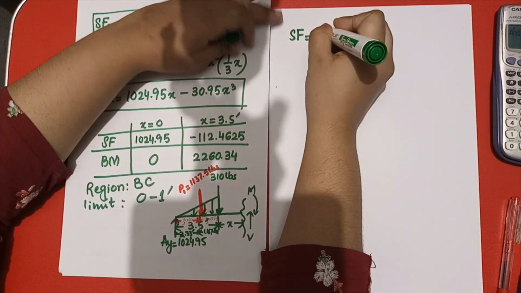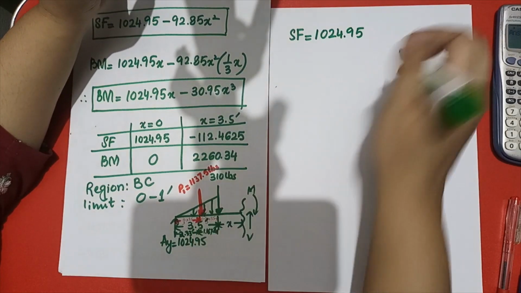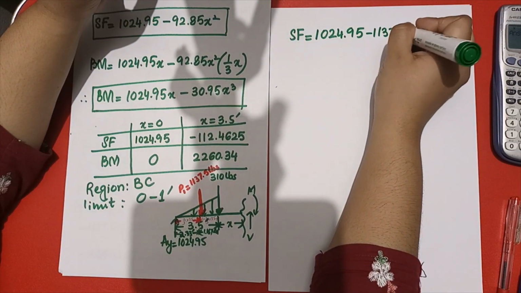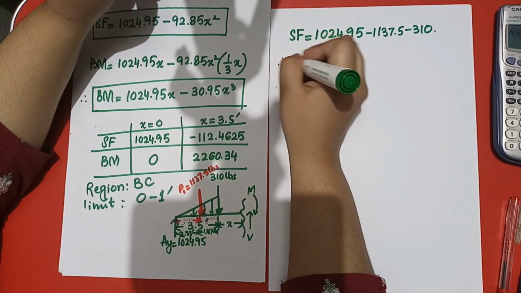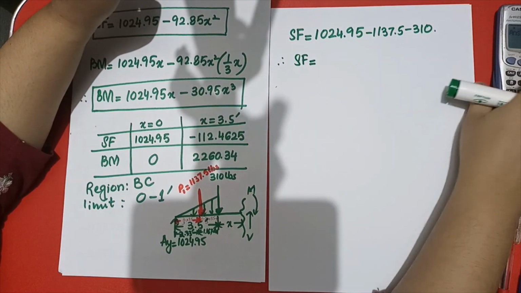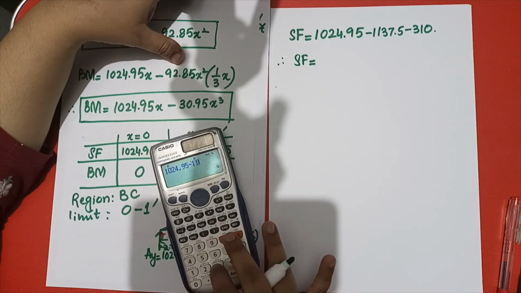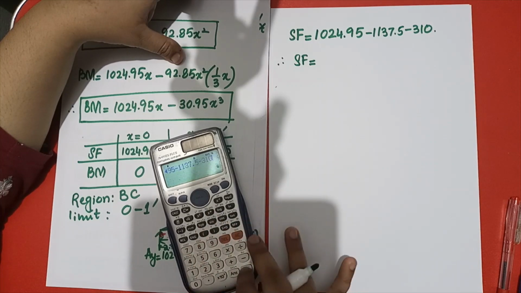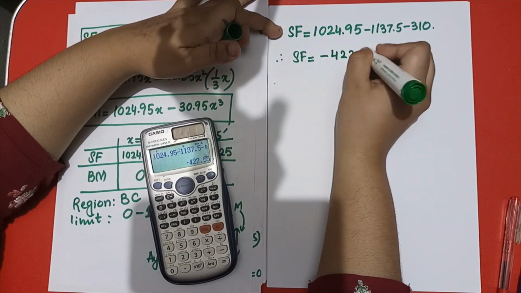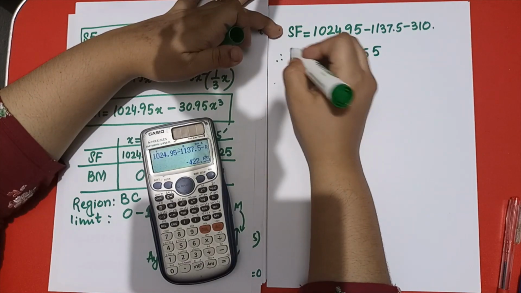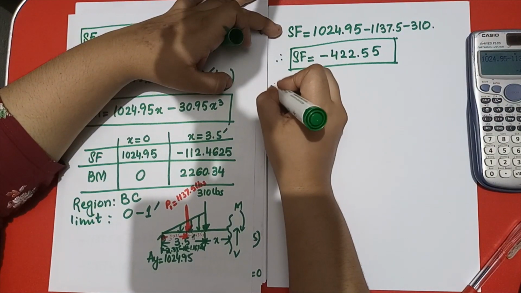Shear force will be 1024.95, upward positive, downward negative, minus 1137.5 minus 310 pounds. So the shear force equation will be simplified as 1024.95 minus 1137.5 minus 310. The answer will be minus 422.55 pounds. And now I am going to make the bending moment equation.